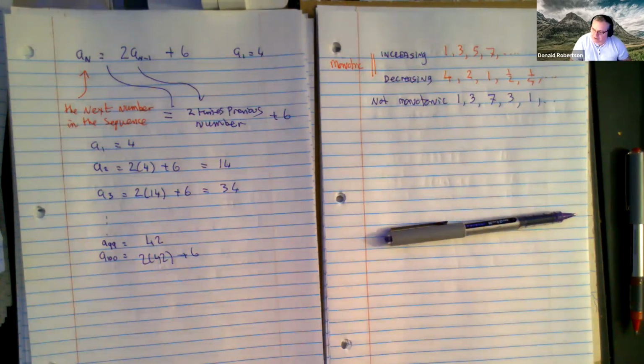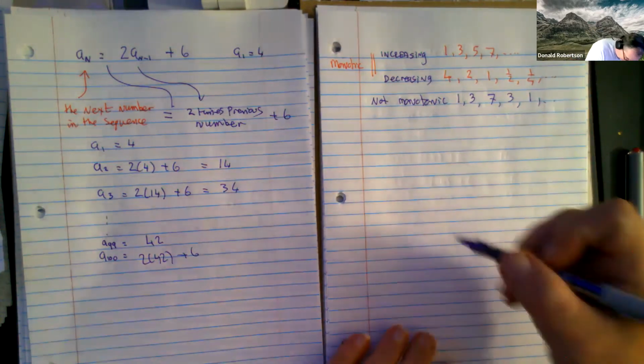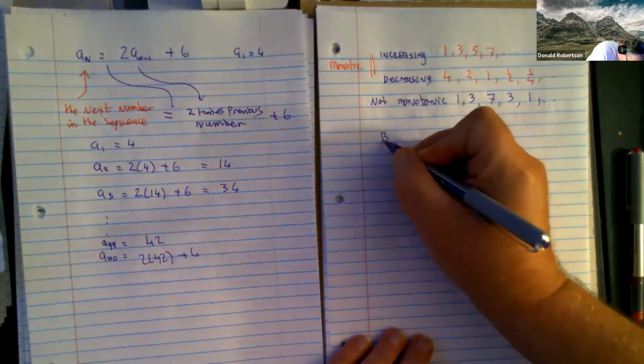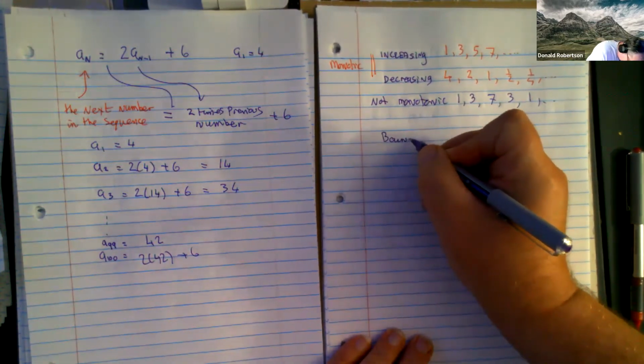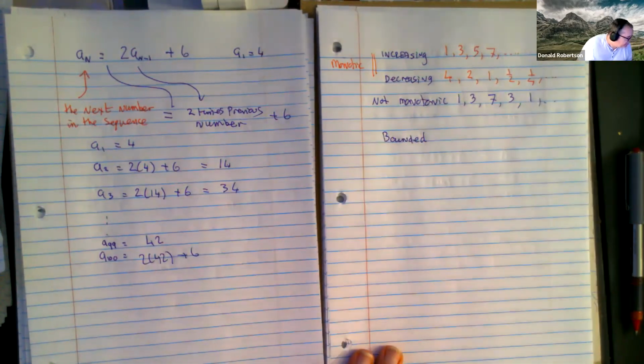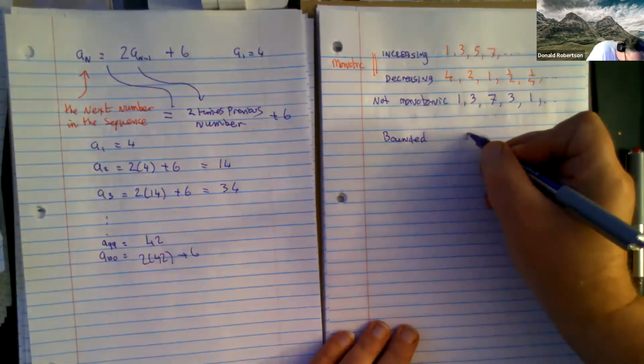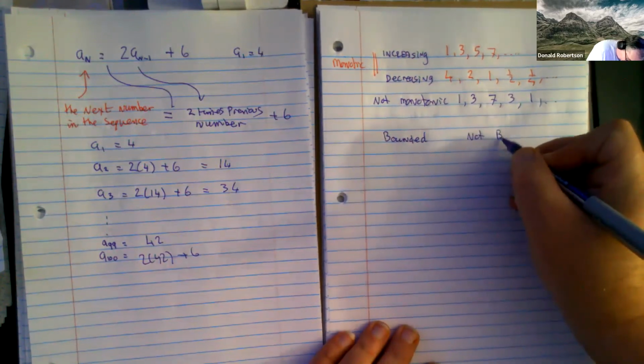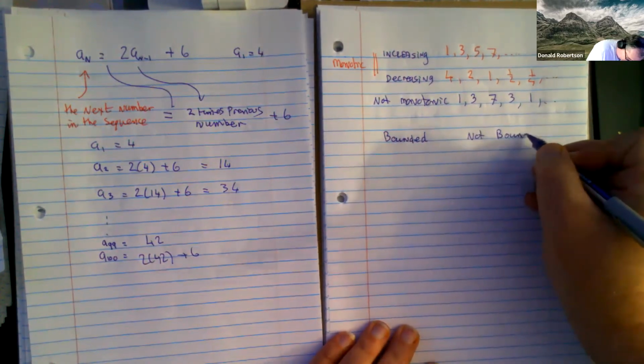Are we good? Now, there's a second thing that we look at in sequences. Some sequences are bounded. And if they're not, then they are called not bounded.